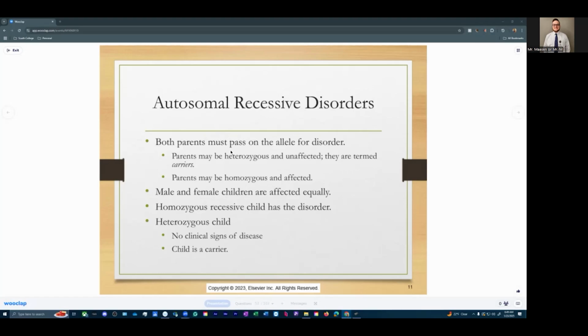That means they have the potential to pass that recessive gene on to their children. In recessive disorders, usually a homozygous child is one who has the defective gene and it's manifesting. For autosomal recessive disorders, keep in mind that it affects males and females equally. Most likely if someone's homozygous, meaning they got both recessive genes, that child would have the disorder. If they were heterozygous, they wouldn't have any signs of disease and they're likely a carrier.